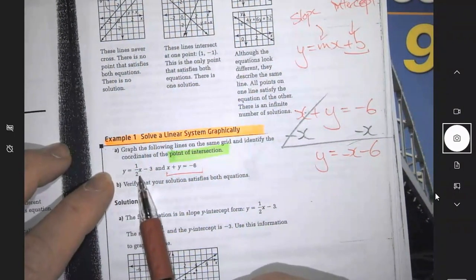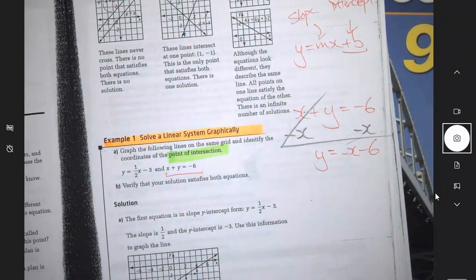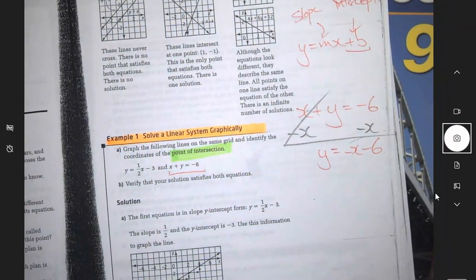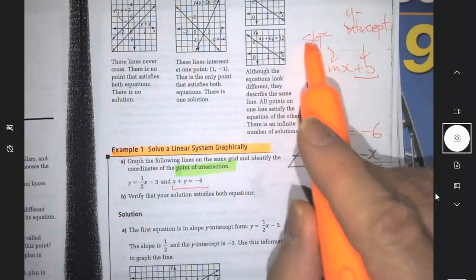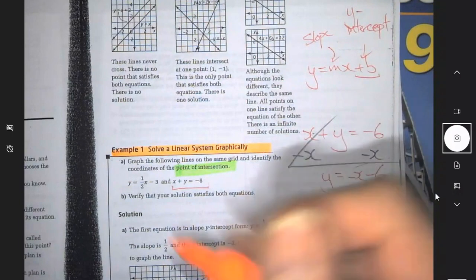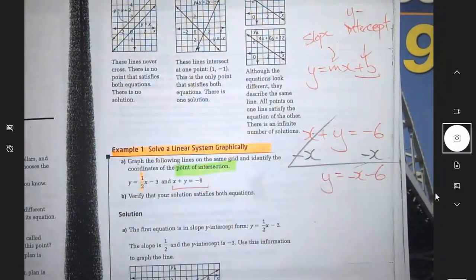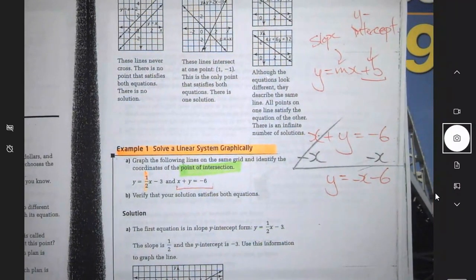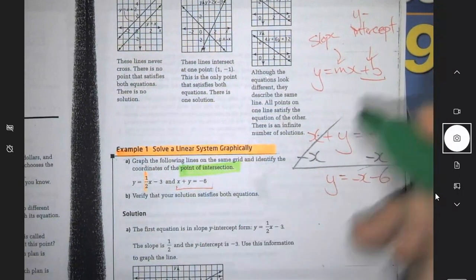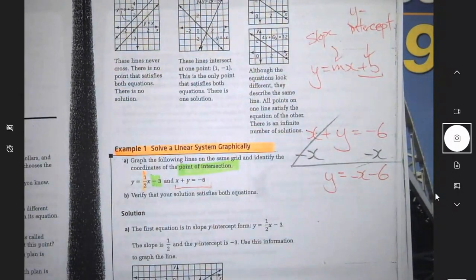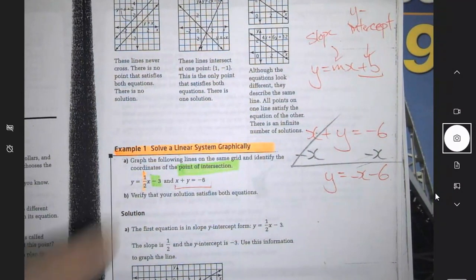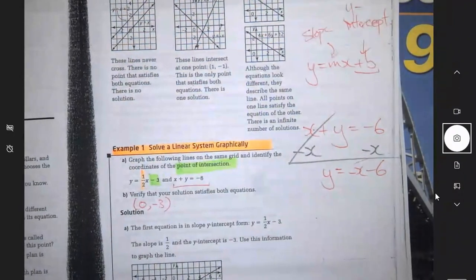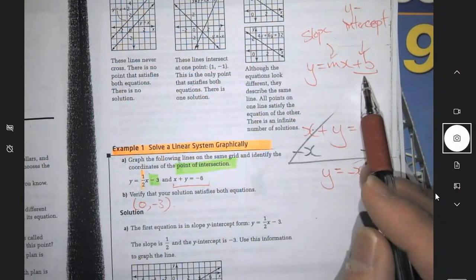Now, for this equation here, y equals 1/2 x minus 3. Remember, the slope, the number right next to x, that is the slope. So the slope for this one is 1/2. And the y-intercept for this equation will be minus 3. Okay? So for this line, the y-intercept would be 0, minus 3. Because b here, that's the y-intercept.